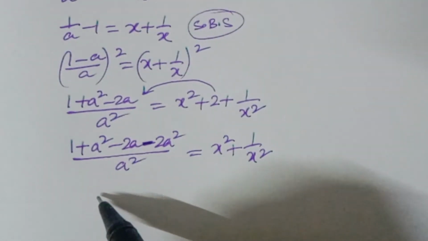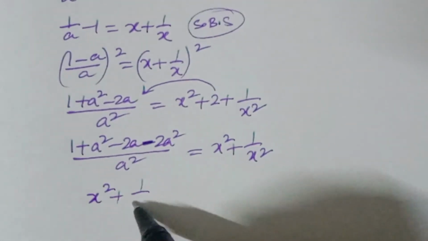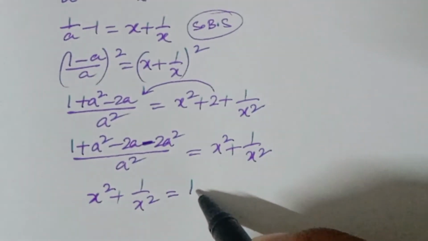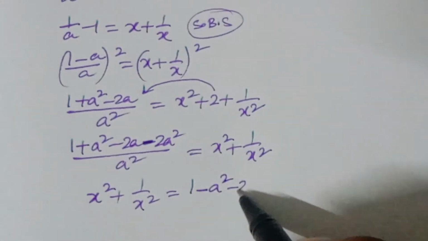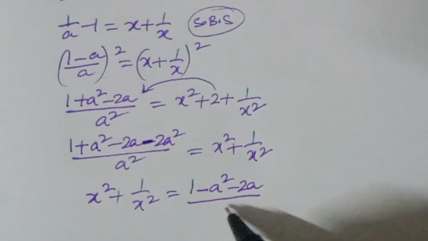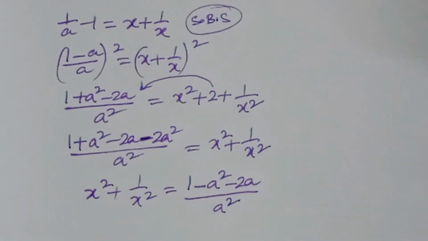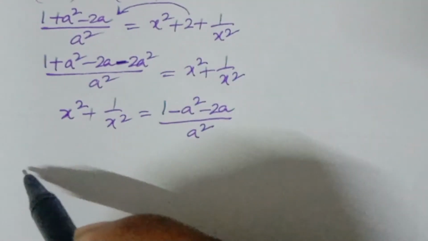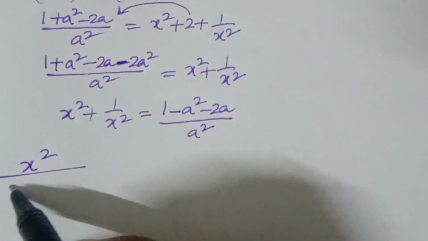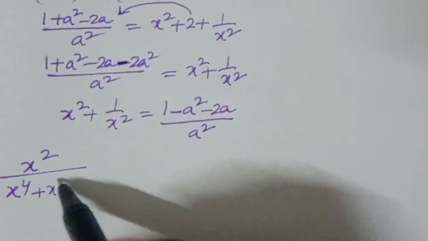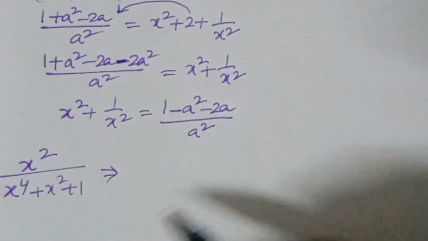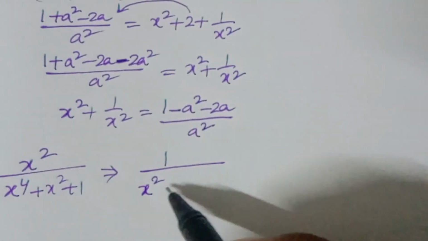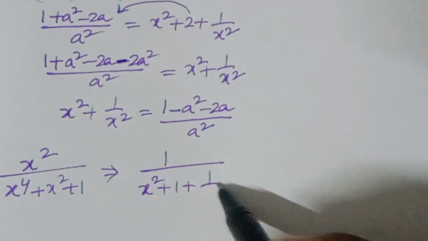So here x square plus 1 by x square is equal to 1 minus a square minus 2a by a square. But what is required here? X square by x to the power of 4 plus x square plus 1 value. So here dividing by x square, numerator and denominator, you will get x square plus 1 by x square.